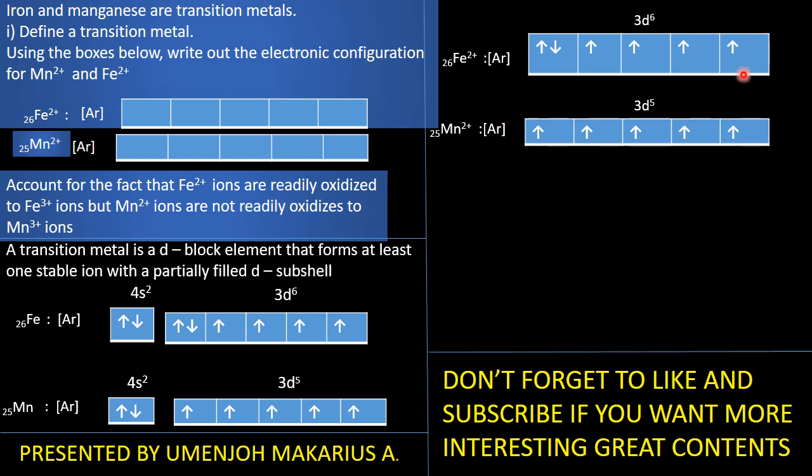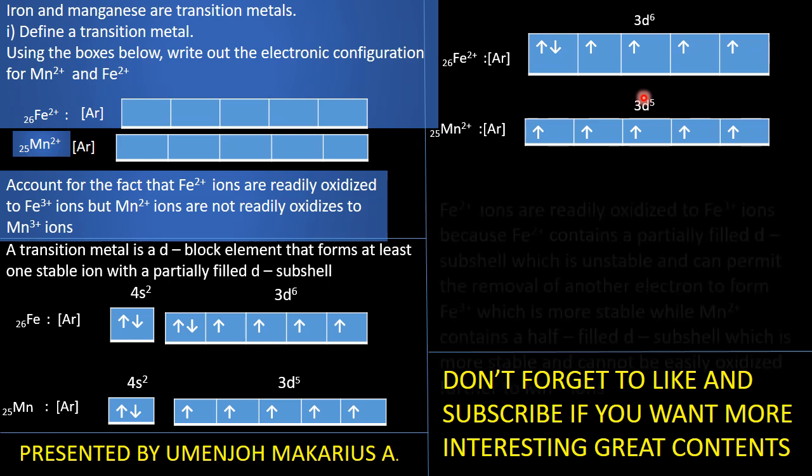Why Fe2 plus ions are partially filled: because it contains less than 10, not equal to 5. Okay, good. So it is 6, and 6 is not 5, so it is partially filled and it is unstable. So guys, this half filled orbital is more stable than this partially filled d orbital, and we should know that it won't be easy for this manganese 2 plus ion to go to manganese 3 plus because of the stability of this half filled orbital.